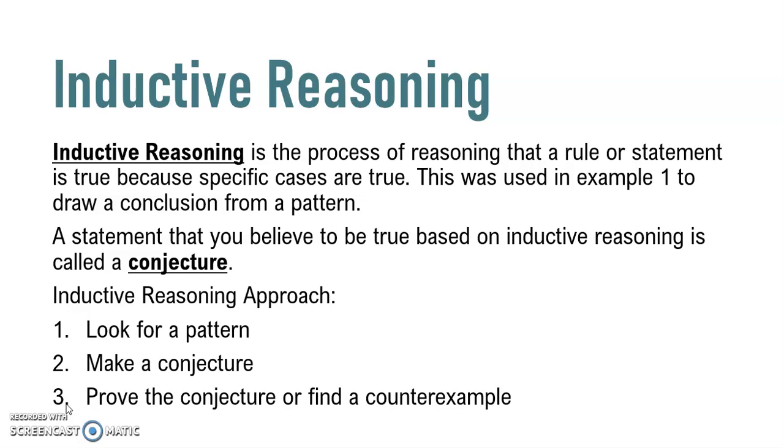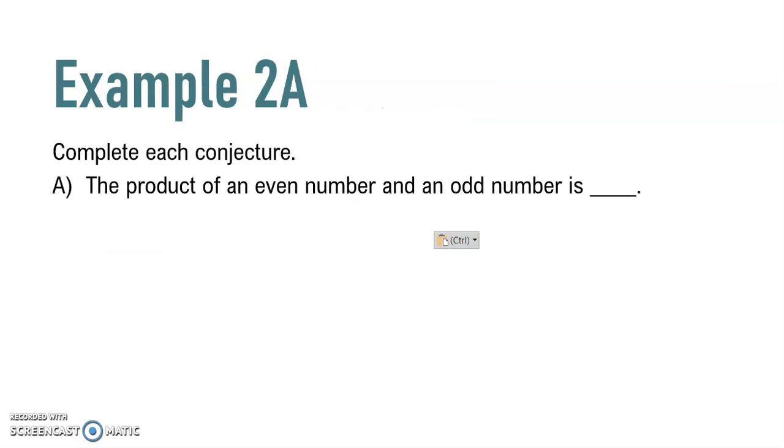Now, when you come to class, we'll talk about counterexamples and how those can help us show that a conjecture is false. But we're not going to do that in this video. So I just have one last example for you. In example 2a, they ask you to complete the conjecture. It says the product of an even number and an odd number is blank.